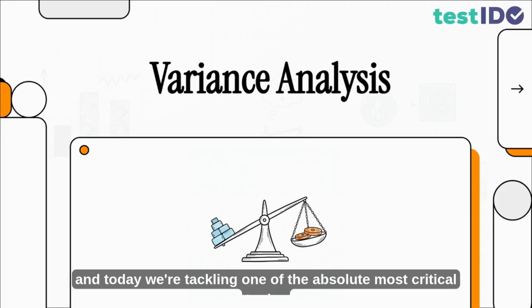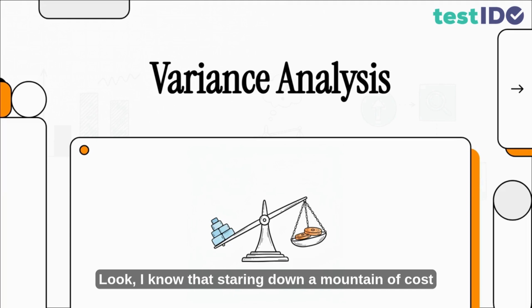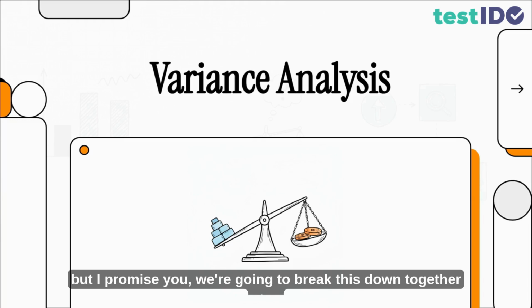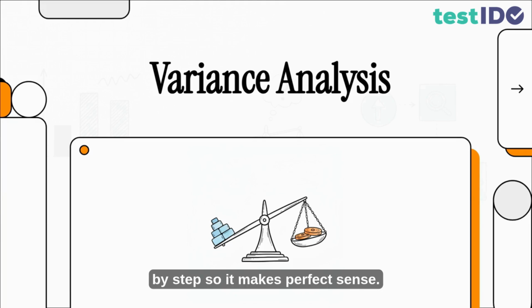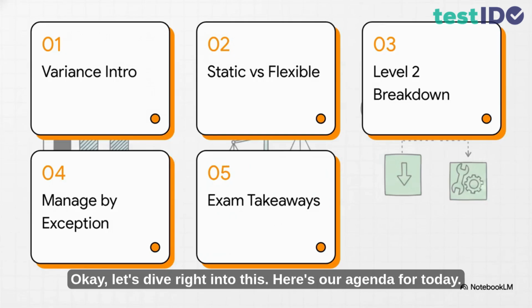And today, we're tackling one of the absolute most critical topics you're going to face as CMA candidates: comparing actual results to plan results. Look, I know that staring down a mountain of cost and variance measures can feel super overwhelming, but I promise you, we're going to break this down together step by step so it makes perfect sense. By the end of our time today, you aren't just going to be memorizing formulas, you're actually going to understand the story they tell. Okay, let's dive right into this.